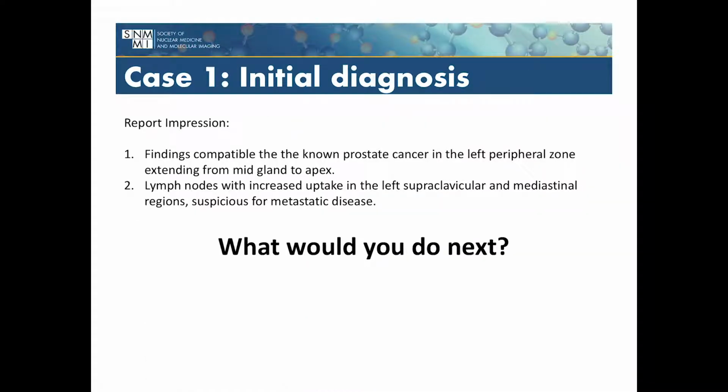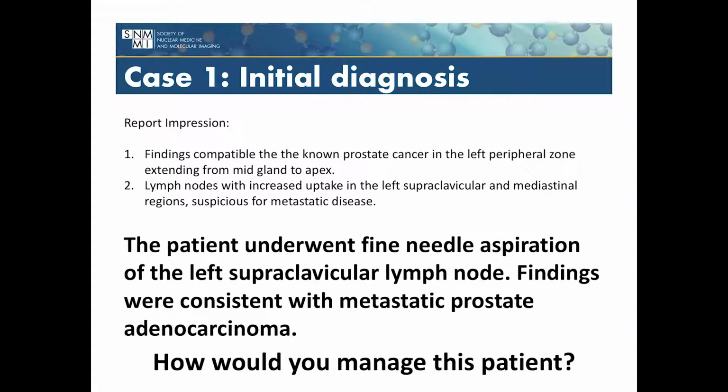So how did we read this study? Well, we said findings consistent with the patient's known prostate cancer. But then in addition, multiple lymph nodes in the supraclavicular and mediastinal regions suspicious for metastatic disease. So what do you do with this information now? Fortunately, this case was nice in the sense that we had something that we could readily biopsy. That little lymph node up in the neck is readily amenable to percutaneous biopsy. So this patient actually did undergo a fine needle aspiration of the lymph node because, as I said before, this could be another tumor. However, this did turn out to be metastatic prostate cancer.